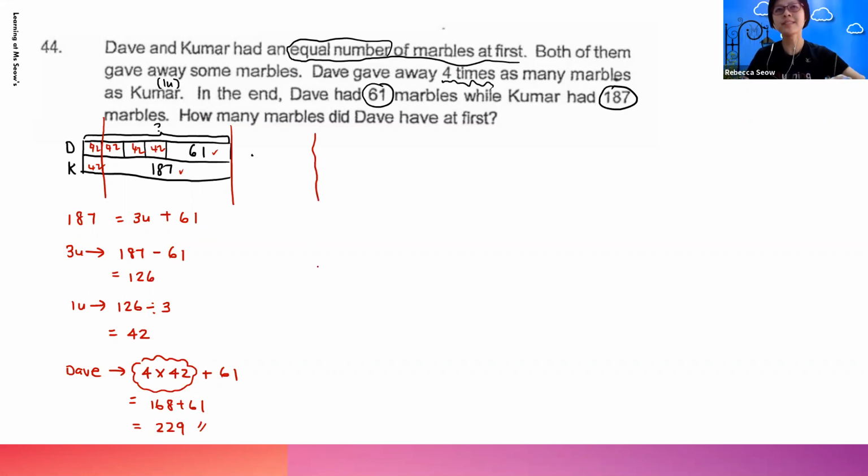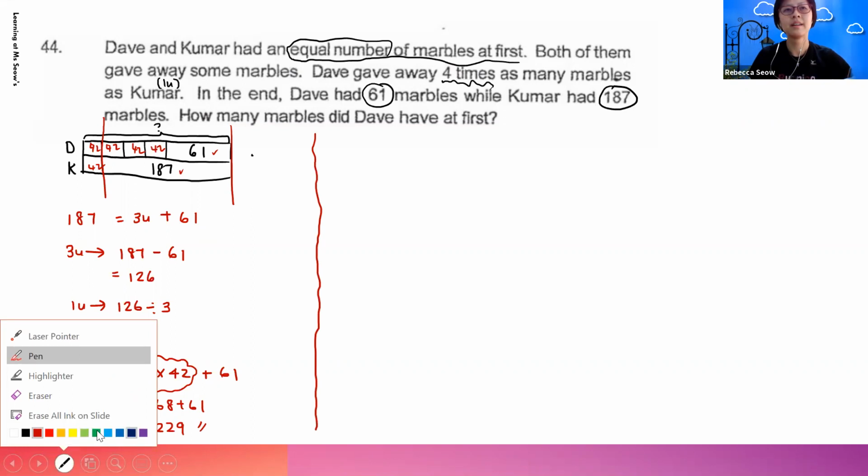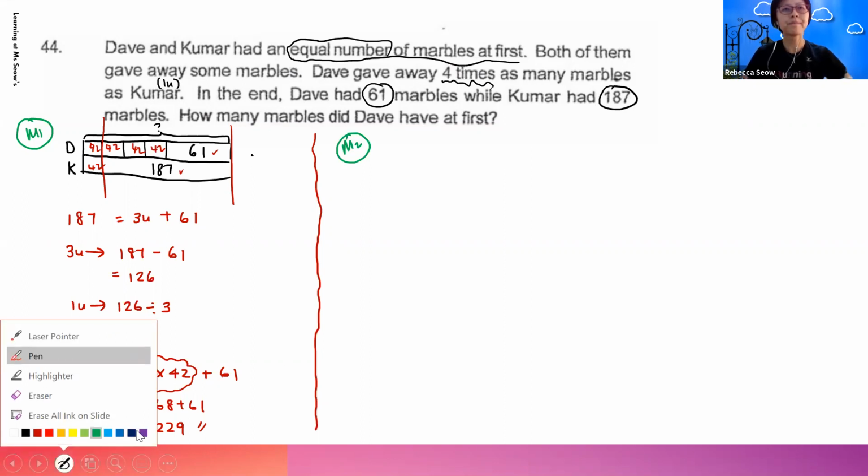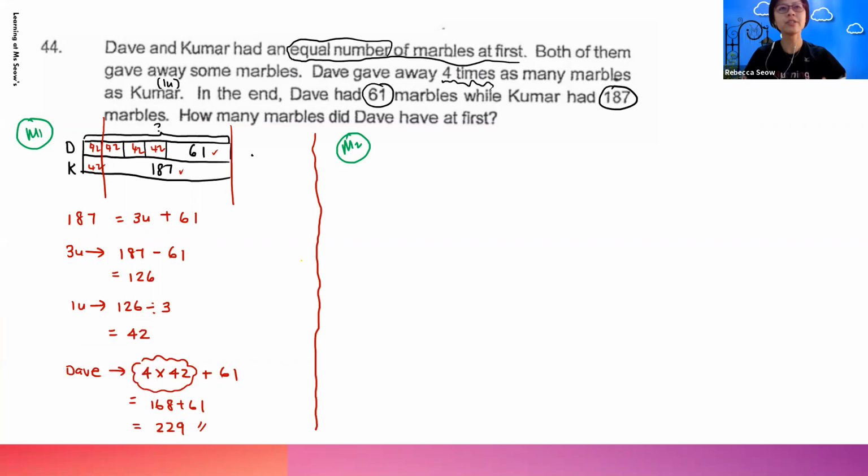Now, anyone has an alternative method to this? In fact, I do have an alternative method that might be faster to work out. Let me use another color. I will use orange instead. Now, if you notice, 1 unit is 42, right? So I will start based on this. 1 unit is 42. And you know that the number of marbles that Dave and Kumar had at first is equal. So it doesn't really matter whether you find the initial number of marbles that Dave has or Kumar has.